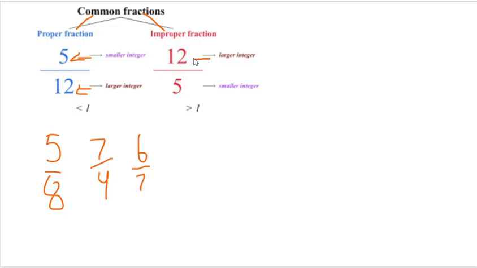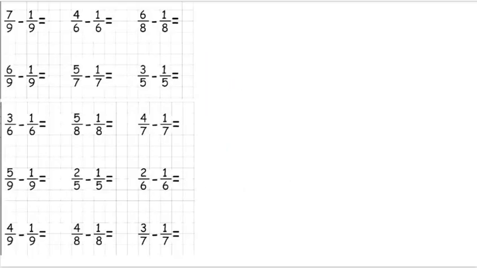An improper fraction is where the numerator is greater than the denominator. An example can be 11 over 3 or 14 over 5. Now it's time to go and do some examples so that you can see how this will help us out. Now there's our first example.